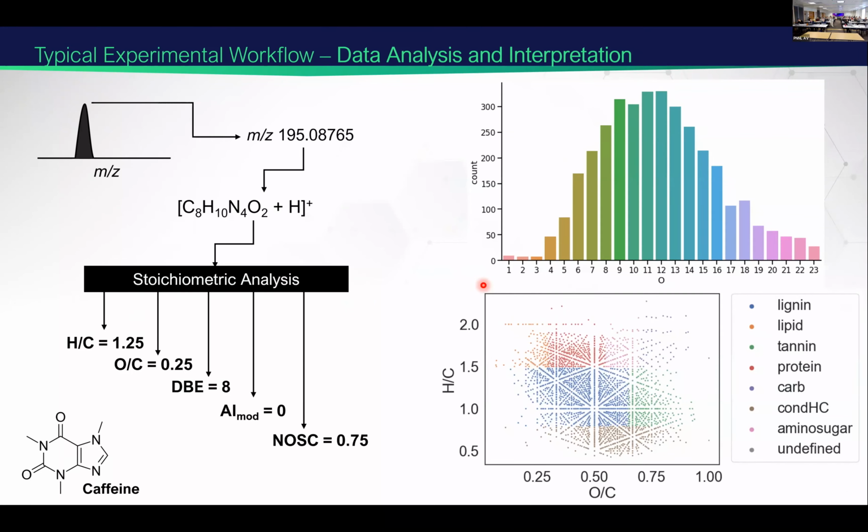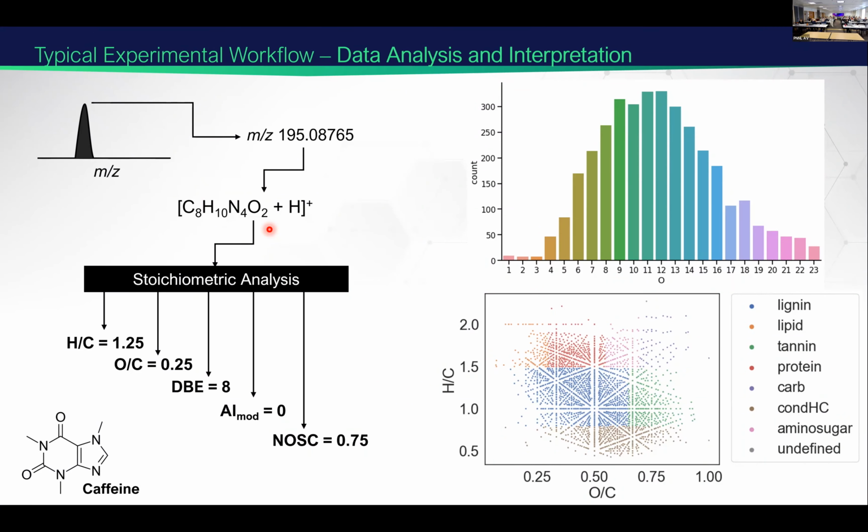And then probably the most interesting thing for the people in the room, which is why I've left so much time for it, is the data analysis and interpretation. So we've got our mass spectrum, we measure a mass and we can assign a molecular formula to it. But then what we can do beyond that is what we call stoichiometric analysis.